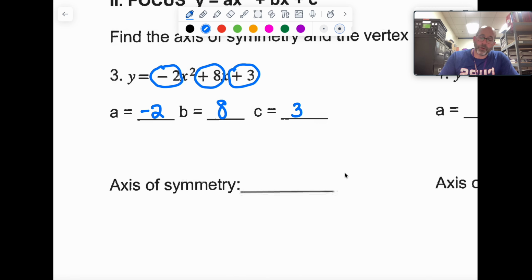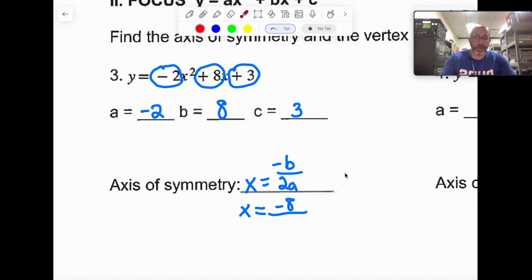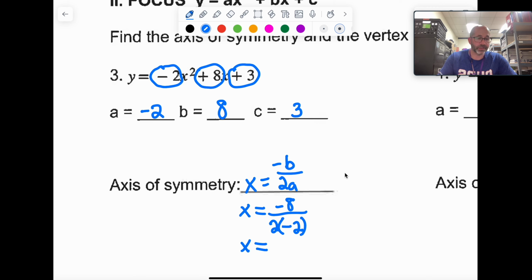If we remember, the formula for the axis of symmetry is x is equal to the opposite of our b value divided by 2 times a. In this case, my b value is a positive 8, so the opposite of that is a negative 8. And then we're going to say 2 times a. Well, my a value is negative 2. Let's throw that in our calculator. We're going to get x is equal to positive 2.